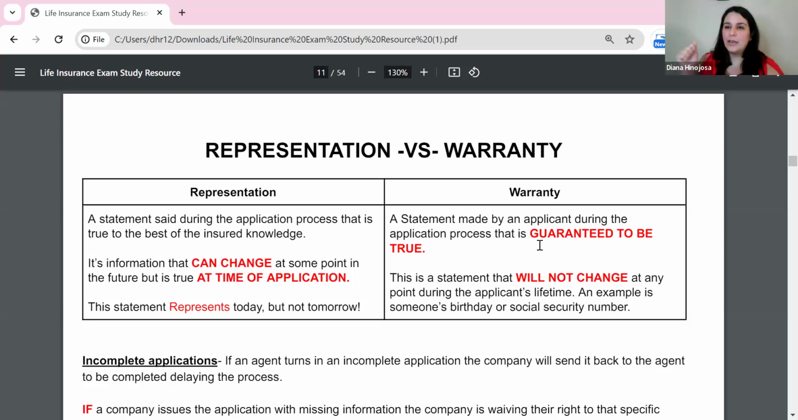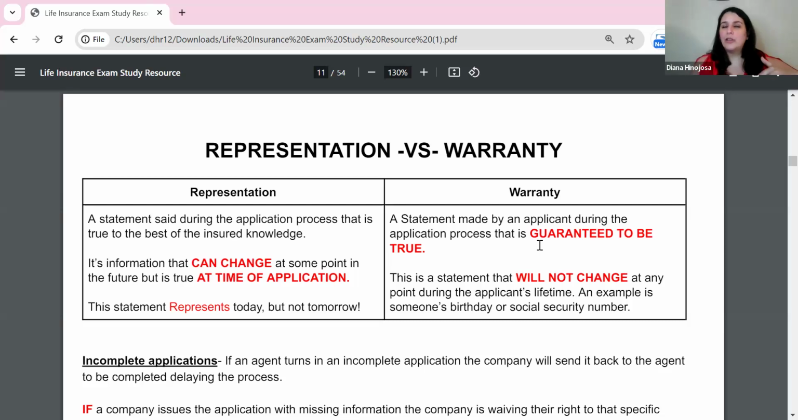So my social security number is never going to change. It was the same when I was 5. It'll be the same when I'm 50 that it is today. My birth date is 12/4/87. That's always going to be the same, right? Although my age is a representation, that number is changing. My birthday is going to be the same day always. Where I was born, my medical history, all of those things are warranties.